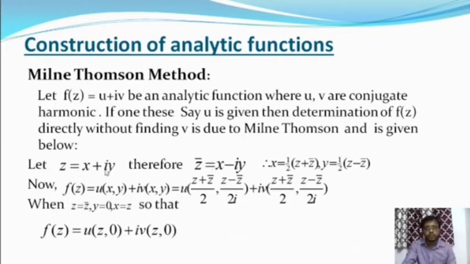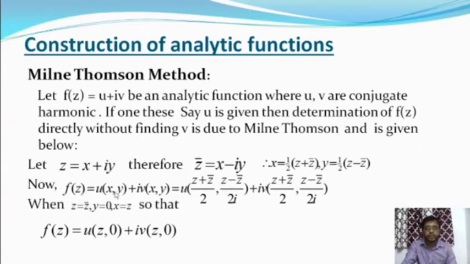If we cancel y from these two, we'll get x, and the value of x is equal to 1 by 2 into z plus z bar, and the value of y is equal to 1 by 2i into z minus z bar. Okay, so these are the values of x and y with respect to z and z bar. Now we are looking for the function f of z, and f of z is equal to u of x comma y plus i into v of x comma y, and if we put x is equal to this and y is equal to this, we will get the value with respect to z and z bar.